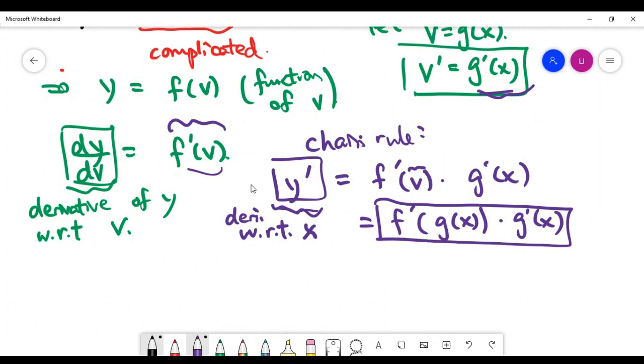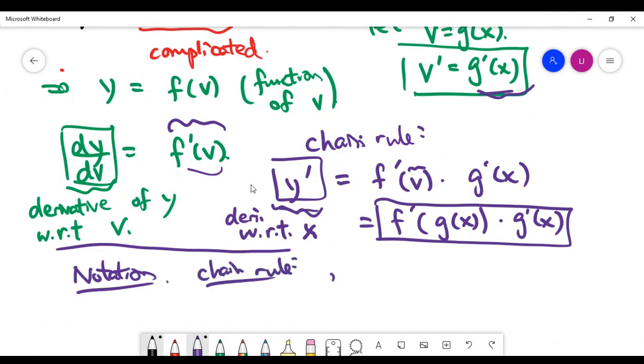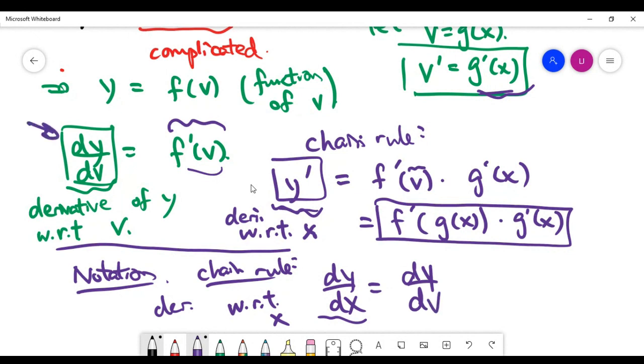Then you will understand why it is so useful to use the chain rule in so many different cases. And I can look at another notation. So the chain rule can also be written as dy/dx, which is the derivative with respect to x, and equals dy/dv, which is f prime of v, times dv/dx. You see this term is basically the same as v prime, right? Because it's the derivative of the function v in terms of x.